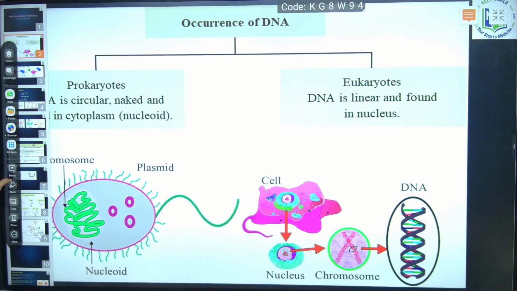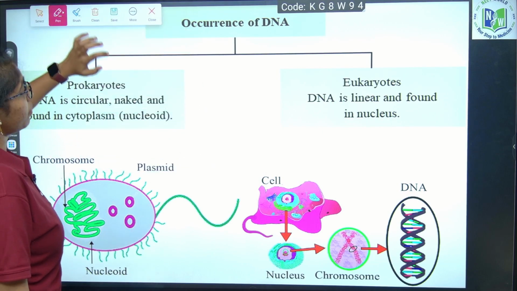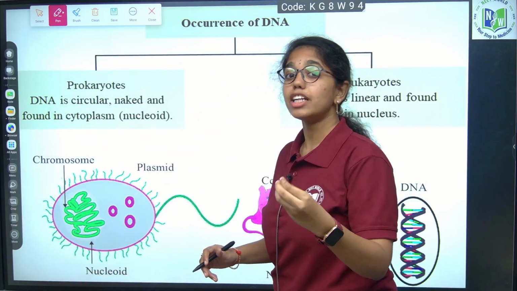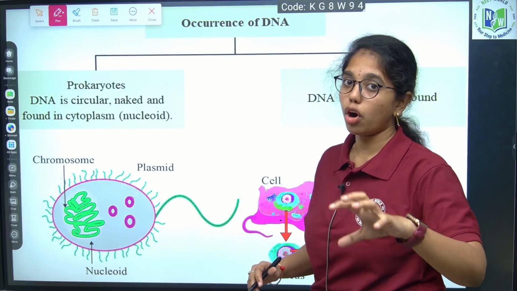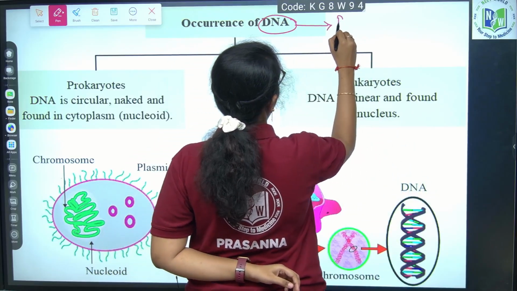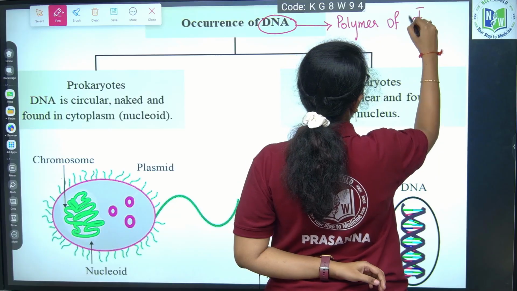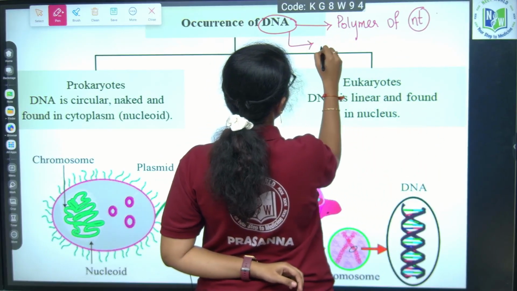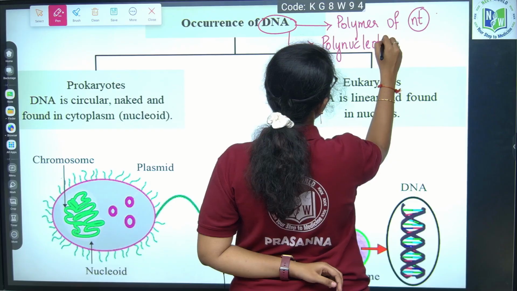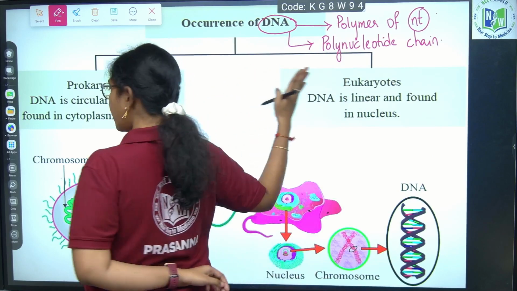Where is DNA present? What is DNA actually? DNA is nothing but the genetic material which is present in all the living organisms. It stores the genetic information of all the organisms. This DNA we usually call a polymer of nucleotides, or we can also call it a polynucleotide chain. DNA is present both in prokaryotic cells and eukaryotic cells.